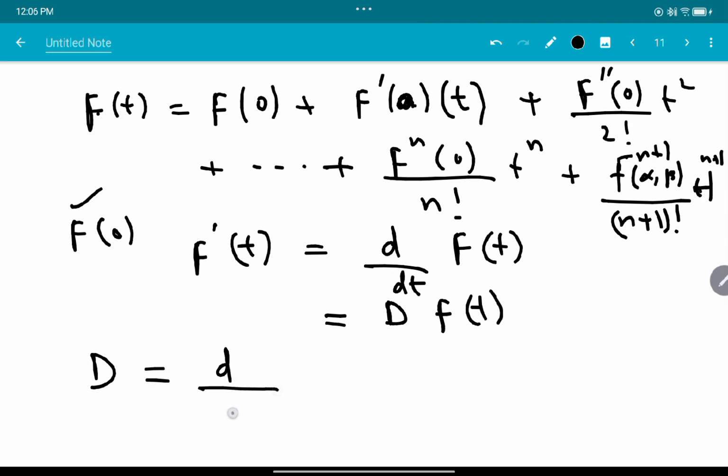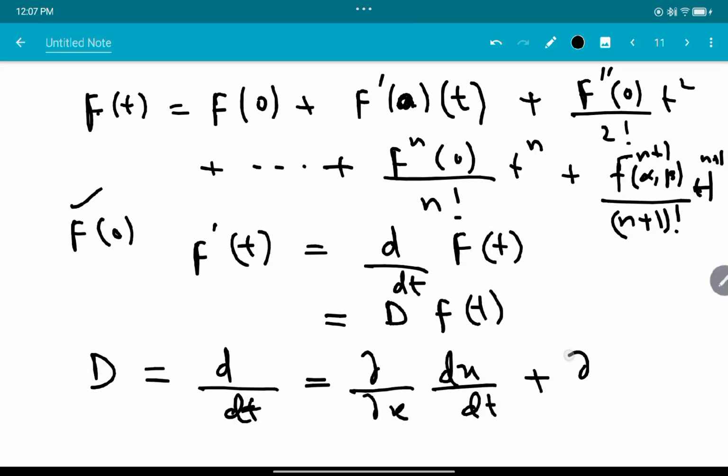Now to find this D, I have D equal to d by dt, which can be written as del by del x into dx by dt plus del by del y into dy by dt. Now the question is why I am writing this. Imagine you are going to differentiate a function f(t) with respect to t. But f(t) basically is f(x,y). So instead of f, I can write here f(x,y).